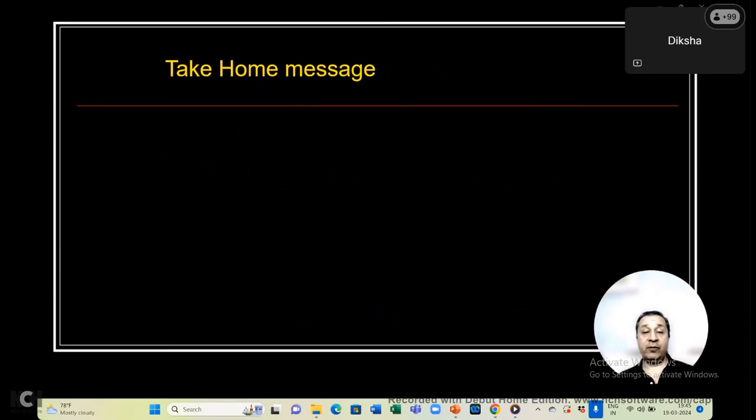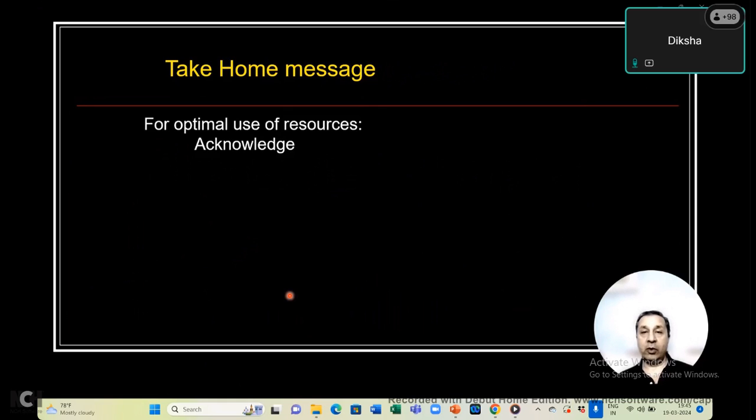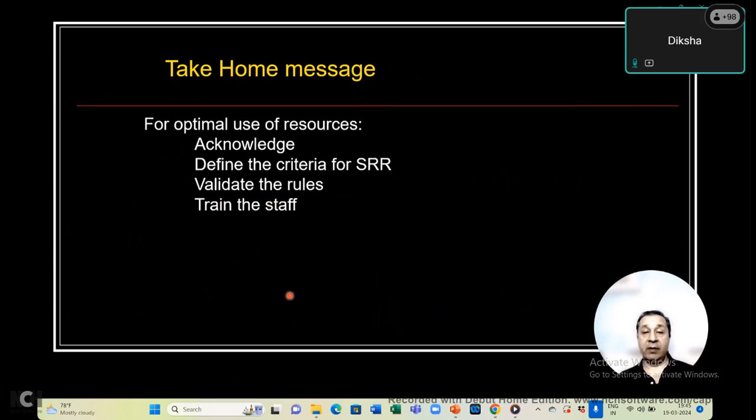Thus, if I have to give you a take-home message from this entire activity of slide review rules and flagging criteria, what am I trying to tell you? For optimal use of resources, we first of all need to acknowledge that this is something we need to do in our respective laboratories. We need to define the criteria for slide review in our respective labs. We need to validate these rules by doing the activity which I just showed you in the last few slides. We need to train our staff to ensure that they are looking into this activity, and we also need to implement it eventually.